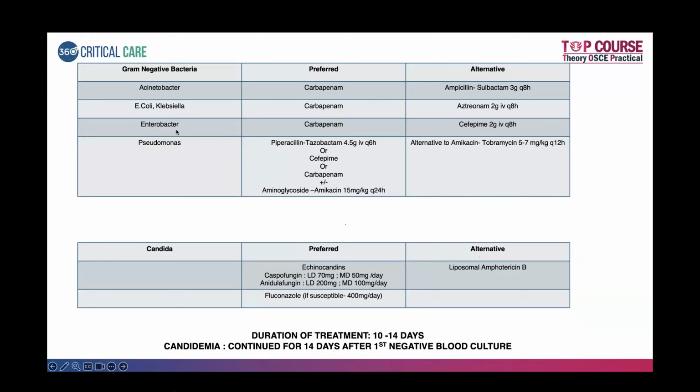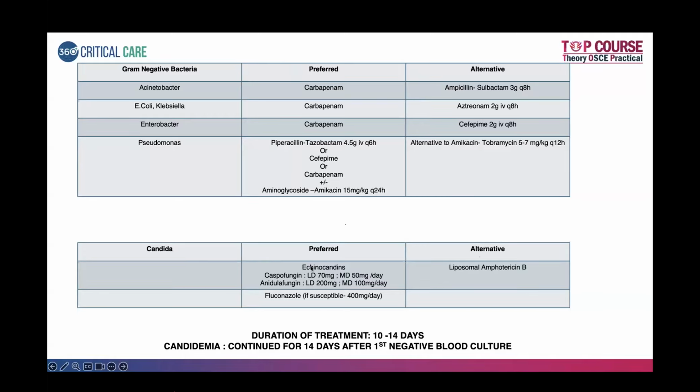For Enterobacter, they are AmpC producers, so the preferred agent is carbapenems. The alternative that can be used is cefepime. And for Pseudomonas, piptaz, cefepime, carbapenem, or aminoglycoside can be used. And piptaz, cefepime, or carbapenem should be used in combination with an aminoglycoside, like amikacin.